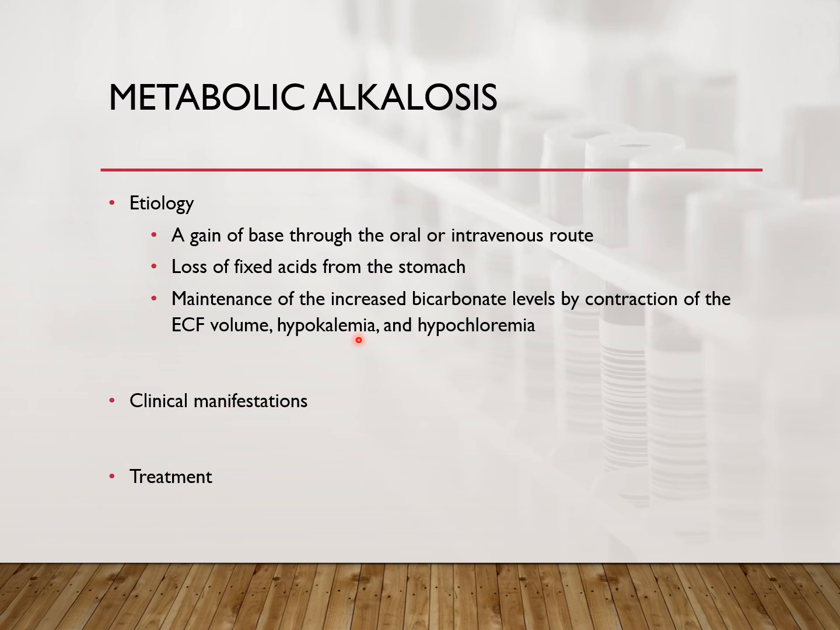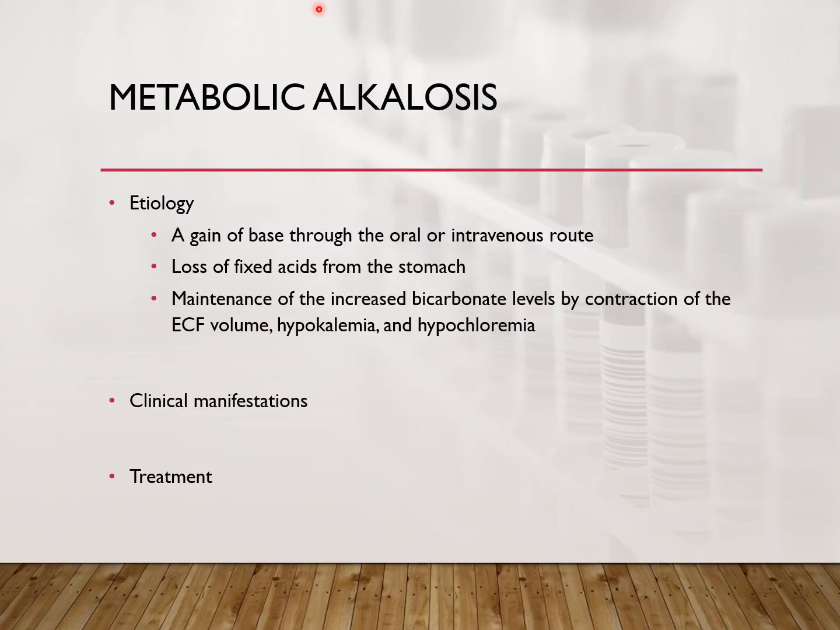The next disorder is metabolic alkalosis. This is usually caused by a gain of base through the oral or intravenous route. So these are patients with a high pH, a pH above 7.45, and high levels of bicarbonate in the system. So bicarbonate levels above 26. Okay. So again, one big cause is giving a lot of bicarbonate either through the oral route or through the intravenous route. It can also happen if someone loses a lot of acid through the stomach, so things like a lot of GI loss. It can also happen with maintenance of the increased bicarbonate levels by contraction of ECF volume, hypokalemia, and hyperchloremia.